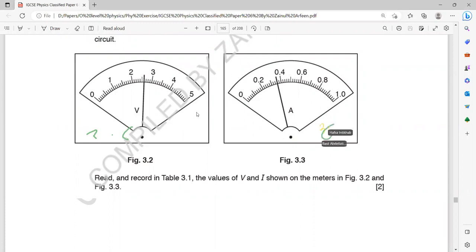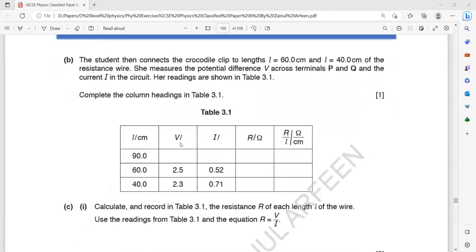The voltage is, current is 0.36. So 0.36 and 2.6. So what you have to do, you have to just complete there. You have to record this value and complete the column heading. So this should be voltage, ammeter, and this was 2.6 and 0.36.